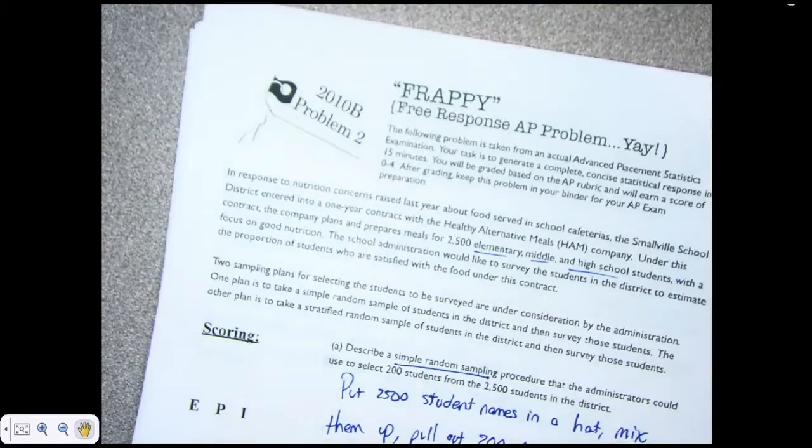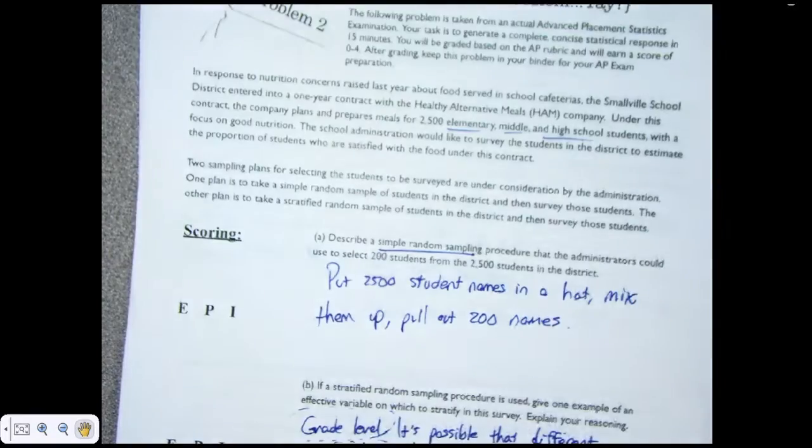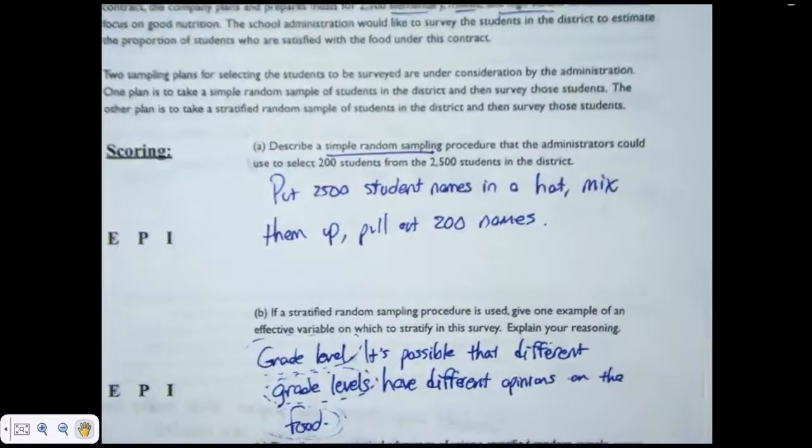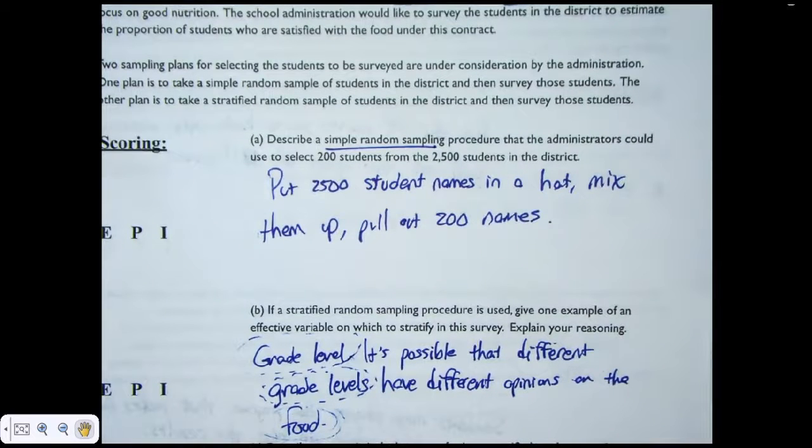For this one, I want a simple random sampling where I would select 200 students. So SRS is the names in the hat. You put 2,500 student names in a hat, mix them up, and pull out 200 names.